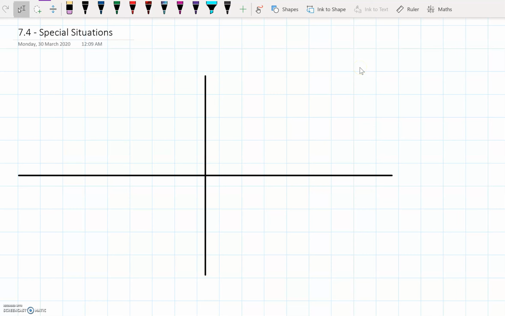Okay guys, now we have some special situations that we're going to look at. You can have a parabola, for example, that looks like this. It's a pretty dodgy parabola, but it will do. Now for this parabola, it's touching the x-axis at, let's say, x equals 4.